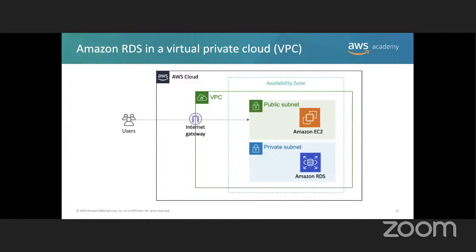So this is Amazon RDS in a private cloud, the virtual private cloud, VPC. It's good practice to put them in a private subnet where no one can access it. All right.